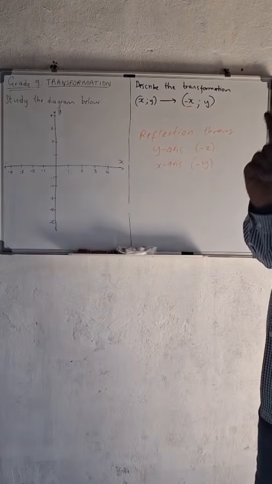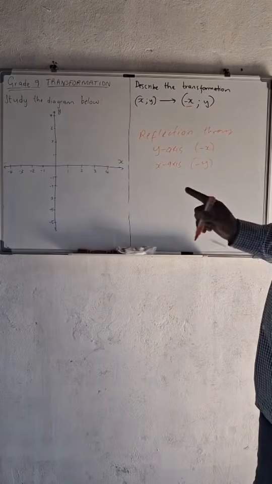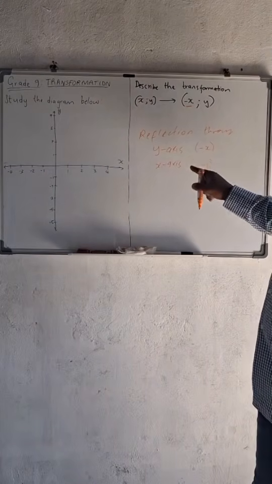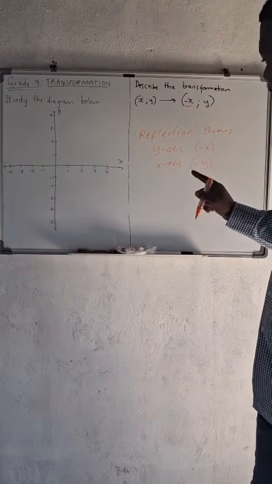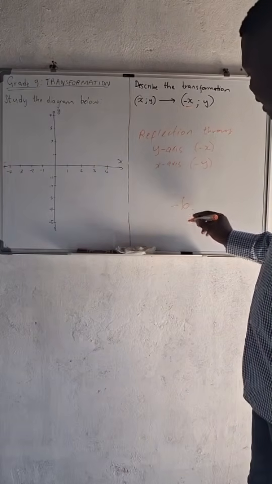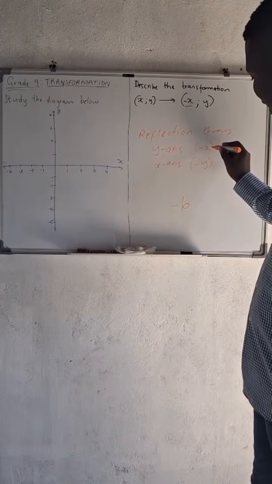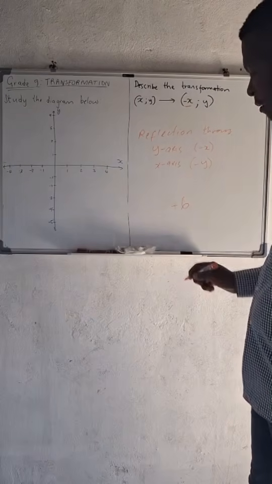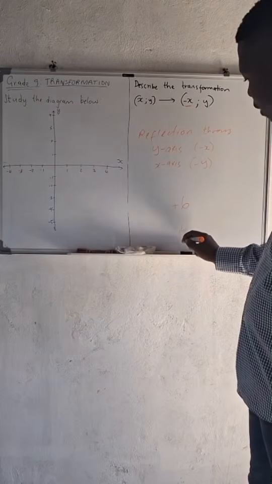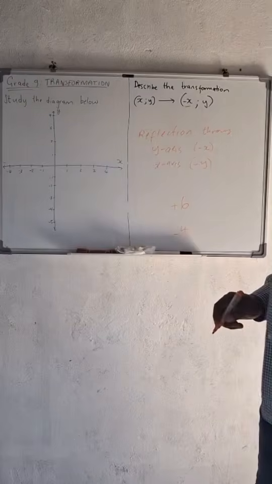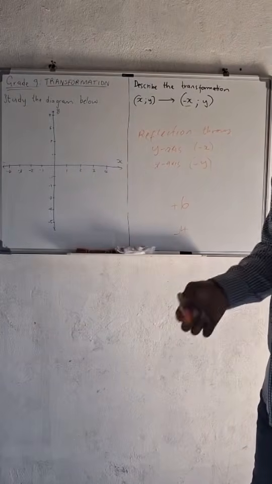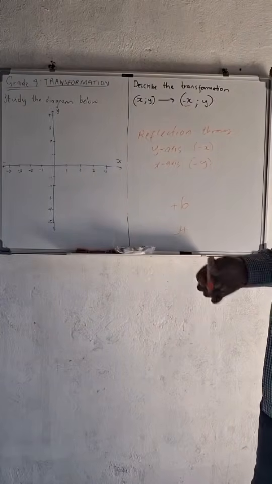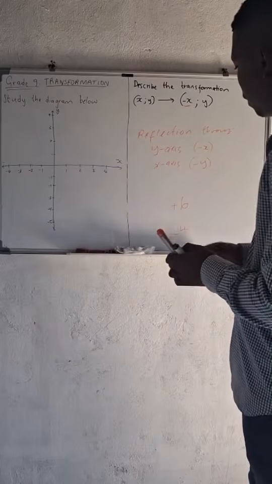And I'm using that word changes very carefully because I don't want to say you make it negative because that will be a mess. But when you see a negative 6 and you're reflecting through the x-axis, you're going to make it positive. When you see a positive 4, you're going to make it what? You're going to make it negative. This is why I'm saying the sign changes.